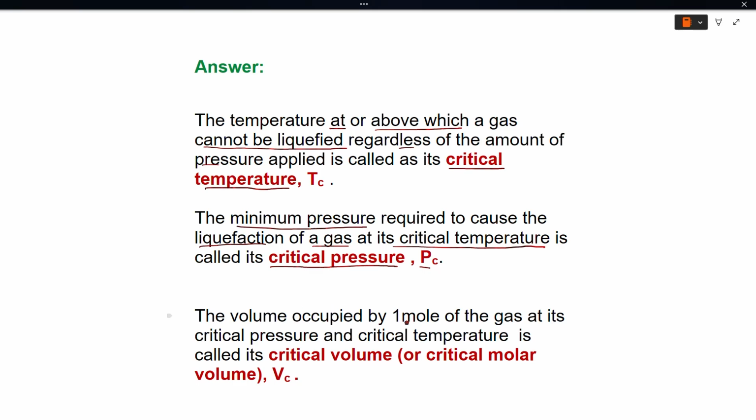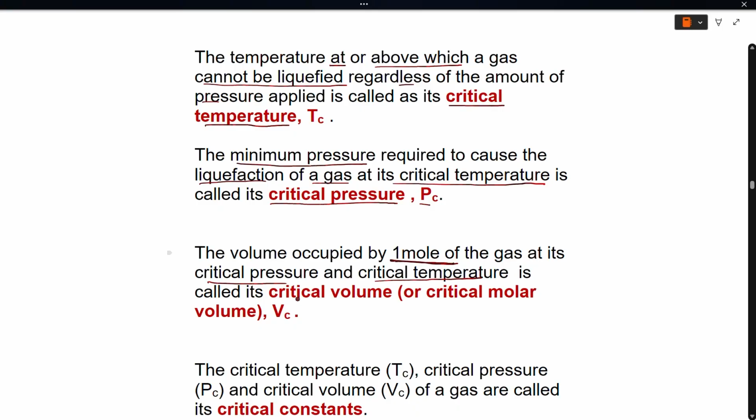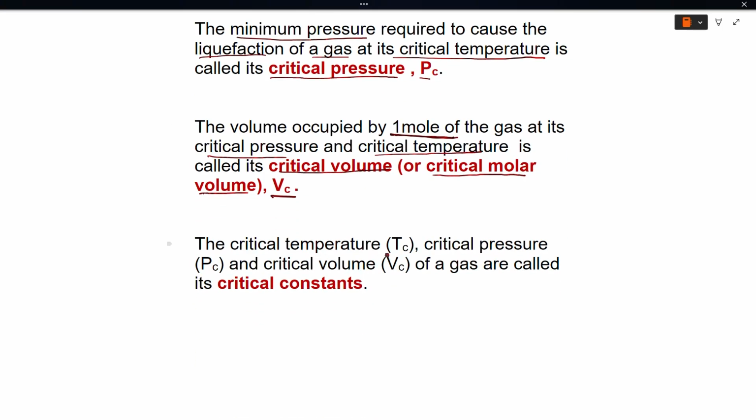The volume occupied by, very important, it is not simply volume, it is the volume occupied by 1 mole of a gas at critical pressure and critical temperature is known as critical volume, or to be more appropriate, you can call it critical molar volume, because that is the volume of 1 mole. Okay. And it is represented as capital V with a subscript C. Now, critical temperature, critical pressure and critical volume of a gas are known as critical constants.